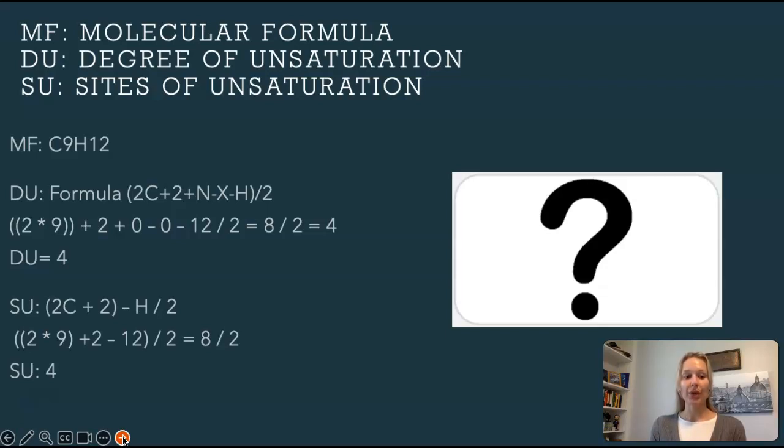We also get 4 when we calculate the sites of unsaturation, which is 2 carbons plus 2 minus or subtract the hydrogens divided by 2. Using this formula with our molecular formula, we have 9 times 2 plus 2 subtracted by 12 divided by 2, which again equals 4.